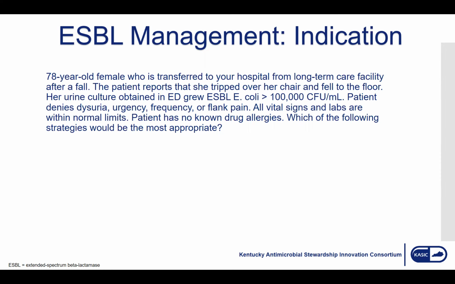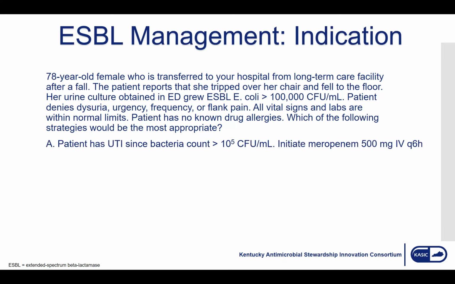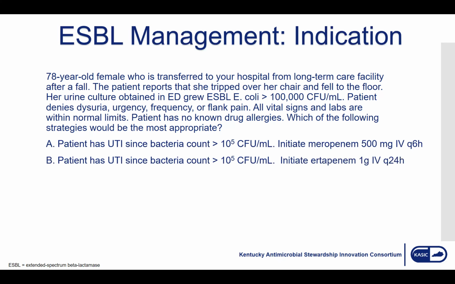So which of the following strategies would be the most appropriate to approach this patient if they were presented in front of you? A, this patient definitely has a UTI since the bacterial count is so high in the urine culture, and since ESBL, I want a meropenem. B, the patient definitely has a UTI, and maybe we can use an ertapenem to spare Pseudomonas activity. C, the patient has asymptomatic bacteriuria. We can just observe the patient off antibiotics.